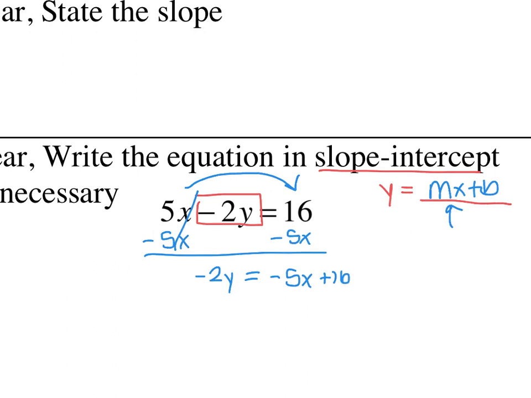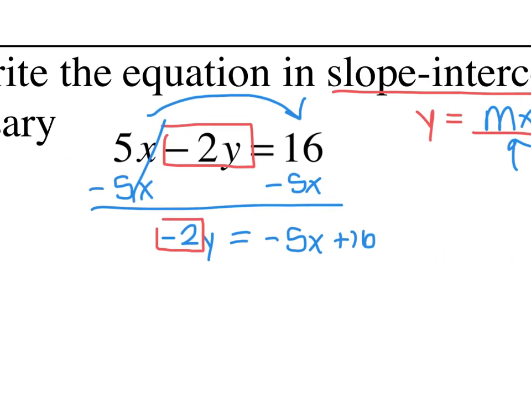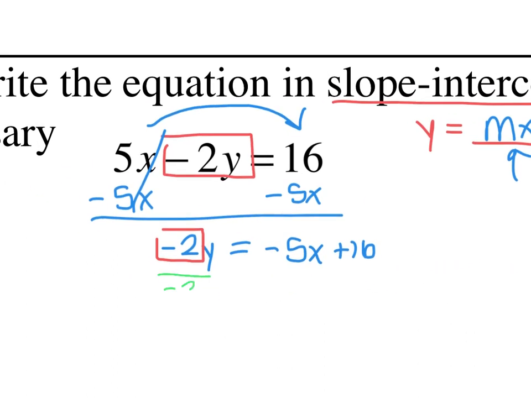Now I have to look at my negative 2y, and ask myself, how do I get rid of my negative 2 attached to my y? Well, I want to get y by itself, so I'm going to divide each and every single term by my negative 2. So I'm going to divide my negative 2y by negative 2, my negative 5x by negative 2, and my 16 by negative 2. My negative 2s are going to cancel, so I get y equals negative 5 over negative 2.